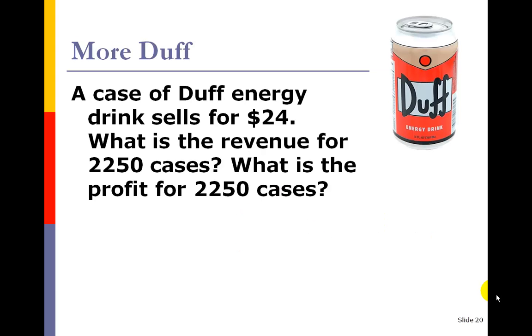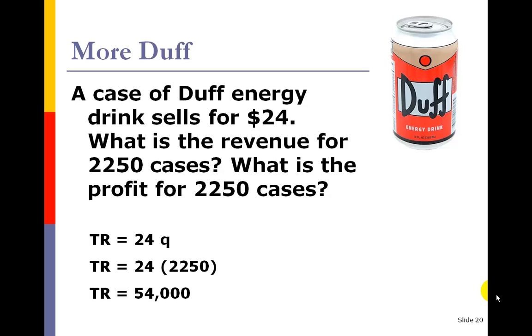Now let's put it together with more of that Duff example. This time we're selling it, so that's the price that we're selling it to other people, not a cost to us, it's a cost to other people. The price we're selling it to others at is $24. The questions are, what's our revenue at 2250 cases, and then what's our profit? If our price is 24, that makes our revenue formula a straightforward 24Q.